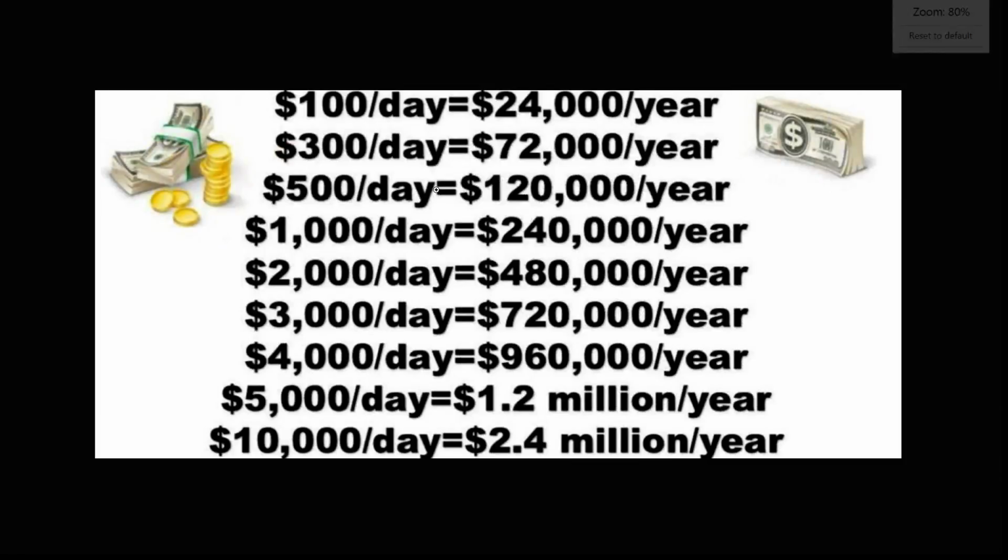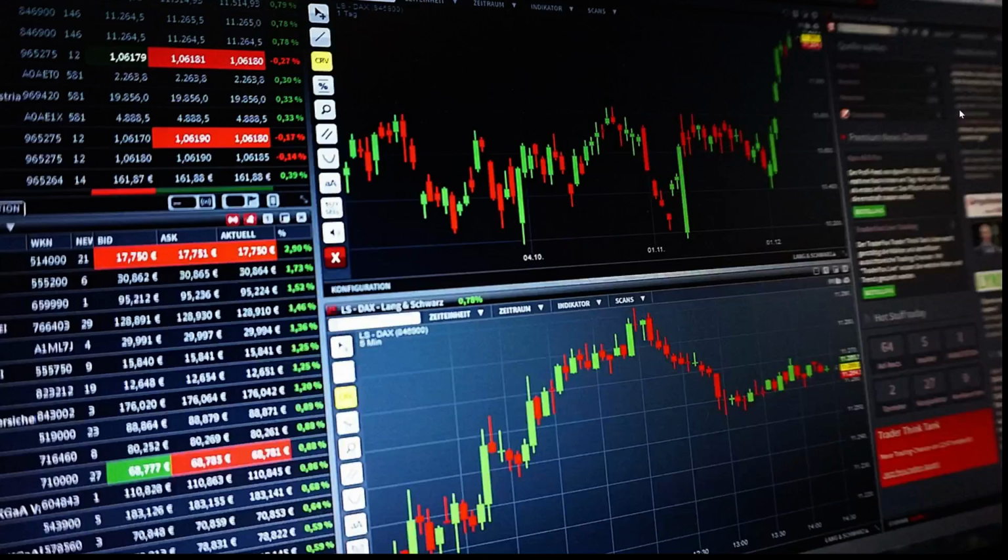Now, a lot of people might be saying, well, I want a slam dunk, but you don't really need a slam dunk, as you can see in this chart here. 100 a day is 24 grand a year. 300 a day is 72. 500 a day is 120. Some people want to make thousands a day, but you really don't need to. If you're just making 100 a day or 200 a day, you're already making about an average salary for most people. So keep that in mind when you're doing the technicals.